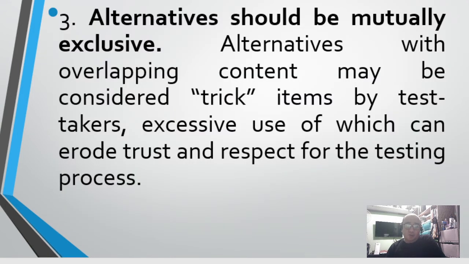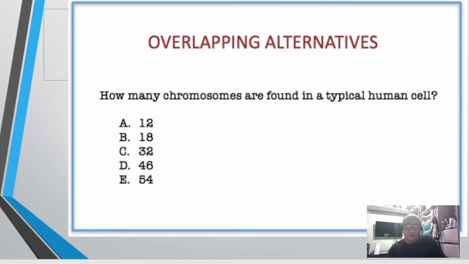Alternatives should be mutually exclusive. So alternatives with overlapping content may be considered trick items by test takers, and excessive use of which can erode trust and respect for the testing process. So we should be careful in selecting alternatives when using multiple choice questions. So we have here an example of overlapping alternatives. So how many chromosomes are found in a typical human cell?